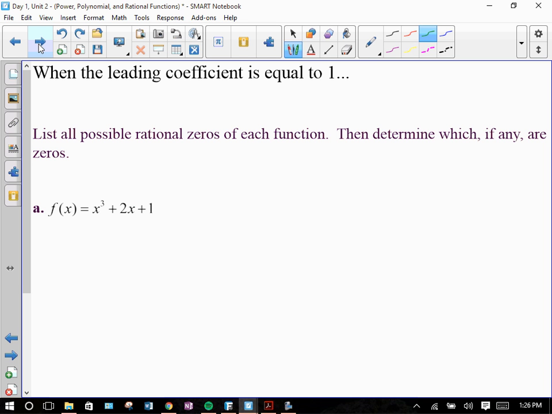Alright? So what we want to do, right? We have this function right here. We want to list the possible rational zeros of this function. Now, raise your hand if you're not sure what we're trying to find out. Raise your hand if you don't know what that means. Fine. Alright. So basically what we're doing is this.